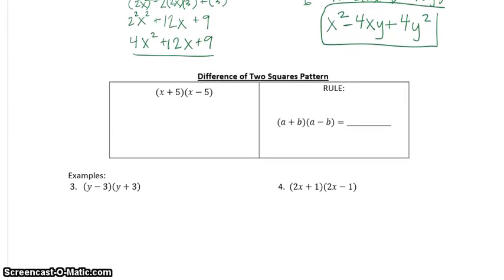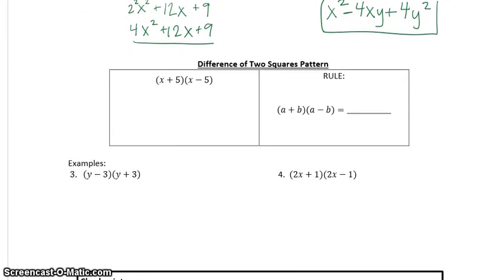We have one more special rule to look at. If we have x plus 5 times x minus 5, let's multiply this out. We have x times x gives us x squared. X times minus 5 gives minus 5x. We have 5 times x is plus 5x. And 5 times minus 5 gives us minus 25. When we go to simplify by combining like terms, we see that our minus 5x and our plus 5x cancel each other out to give us 0x. So our final answer is just going to be x squared minus 25.